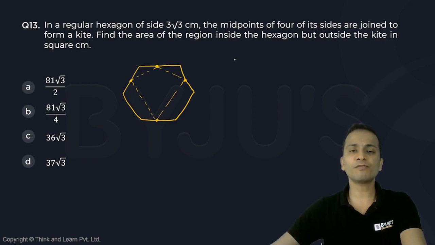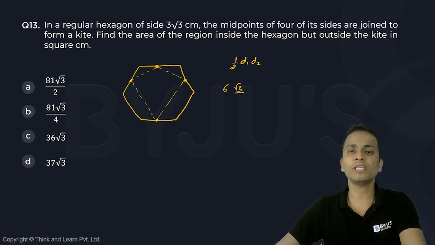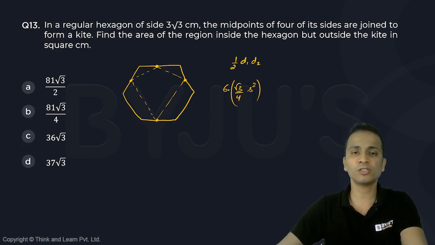Now, the area of the kite is half the product of the two diagonals. And the area of the regular hexagon can be easily written as 6 times root 3 upon 4 side square. Root 3 upon 4 side square is the area of one equilateral triangle, and a regular hexagon is made up of 6 equilateral triangles. So we'll find these two areas using the formulas that I have written, and then we'll take the difference of these two, and that will be the final answer.